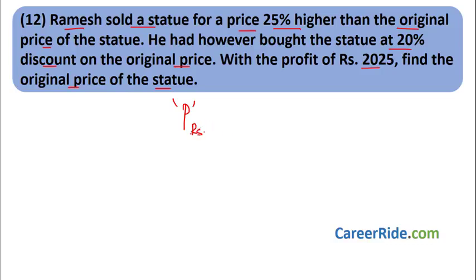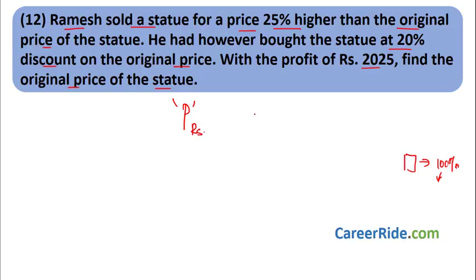Let us assume that the original price of the statue is P rupees. Now Ramesh sold the statue for a price 25% higher than the original price of the statue. Now we know that whenever there is an object, the entire price of the object is always taken as 100%, right? And when we discount something, we remove a percentage from this. When we get a profit, we add a percentage to this. So this statue was sold for a price which is 125%, which is 25% higher than the original price.